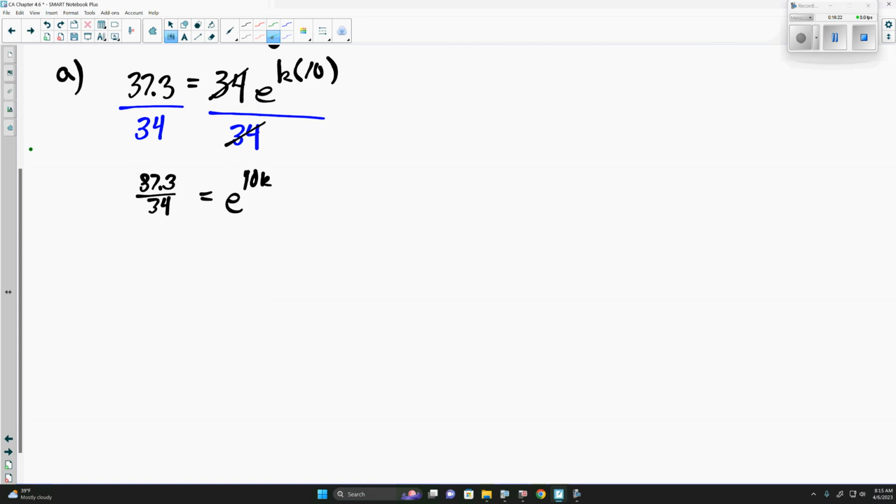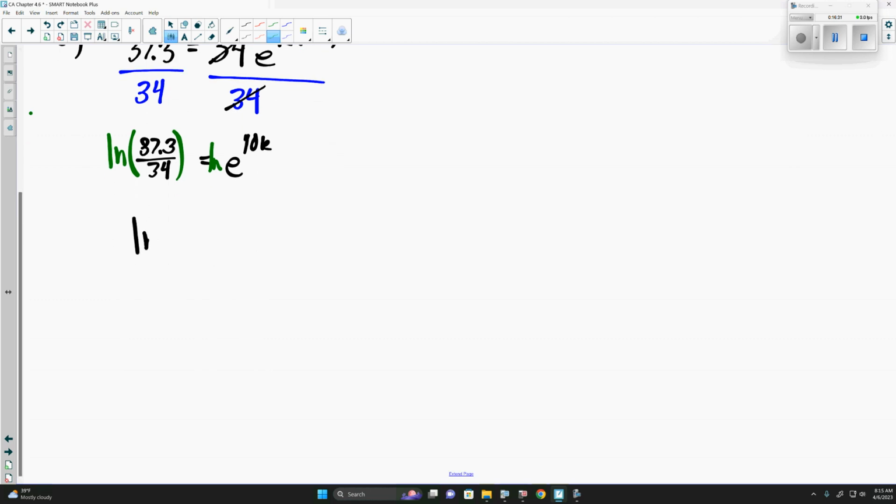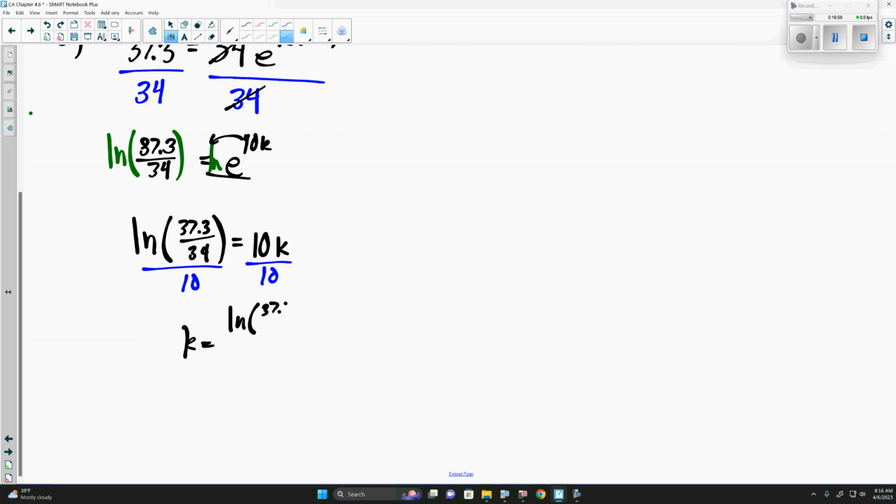The next thing we need to do is simplify e. So we're going to take the natural log of both sides. The left-hand side will have ln of 37.3 over 34 is equal to, well, the 10k comes to the front and out of the exponent. And ln of e is 1. And the last thing we need to do is divide both sides by 10, telling us that k is equal to the natural log of 37.3 divided by 34, all over 10.